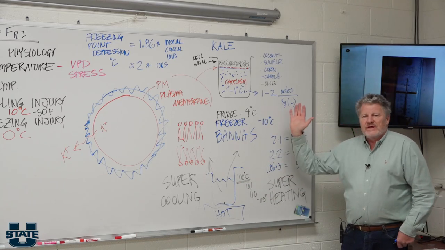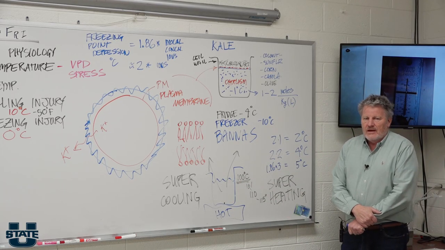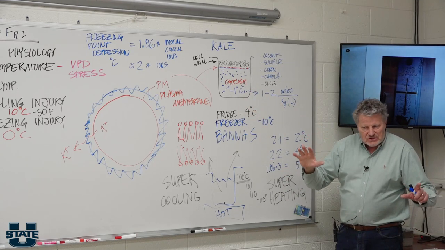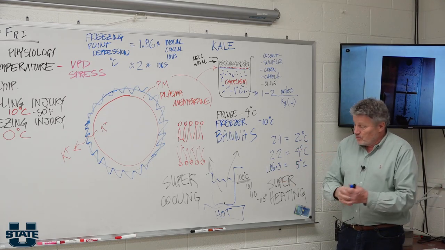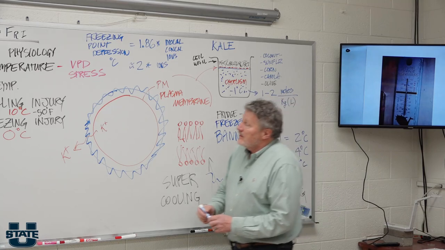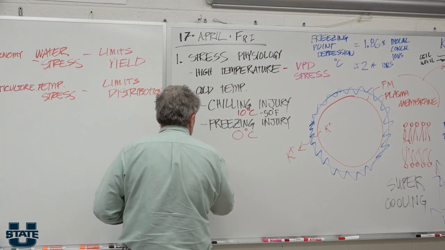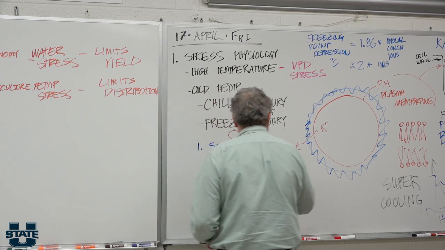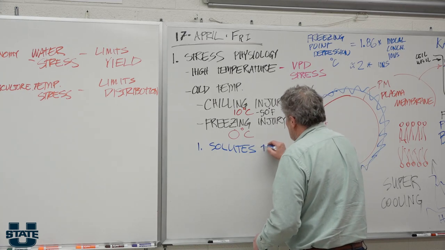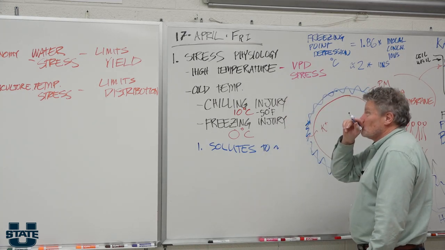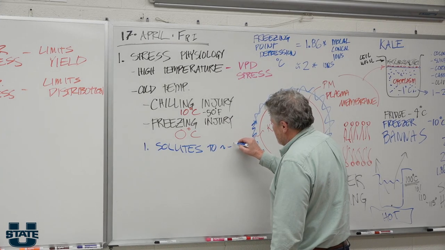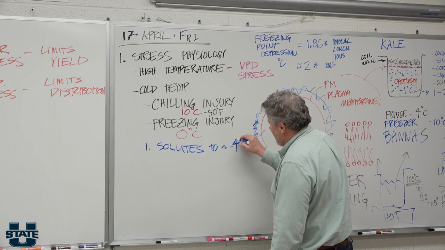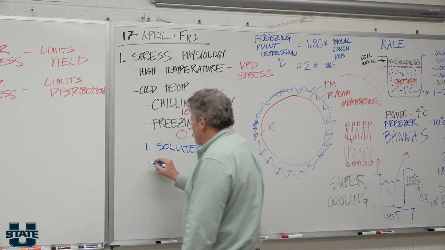And it froze fast. That's why you gotta be quick and get the slush out of the glass. But this all plants supercool. All plants, and they can get colder and colder and colder, and they don't need ions, they just sit there and supercool. And supercooling, let's put this on here. Number one, solutes to about minus 4 degrees C. This is all plants. Supercooling.